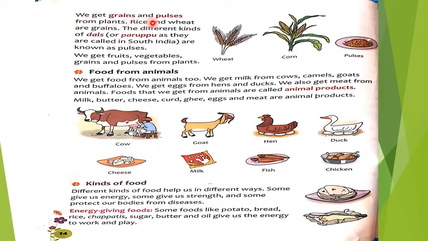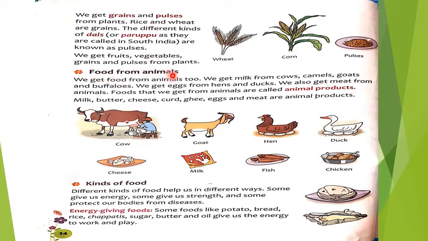Vegetables such as potatoes, chilies, brinjals, beans and tomatoes also grow on plants. We get grains and pulses from plants. Rice and wheat are grains. The different kinds of dals or parupu, as they are called in South India, are known as pulses. We get fruits, vegetables, grains and pulses from plants.